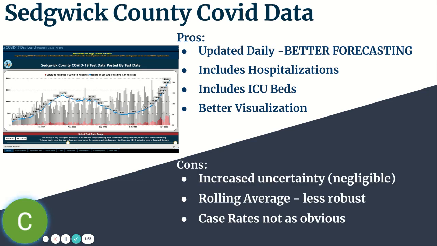What are some cons with looking at this data this way? Well, there is an increased uncertainty, which tends to kind of wash out in the end. But there's increased uncertainty because, for example, the data from today isn't complete yet. So the percentage from today isn't complete yet. So this rolling 14-day average may change a couple tenths of a percent for today based on updates in today's data. Also, this doesn't really display case rates here.